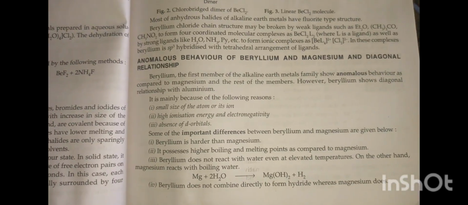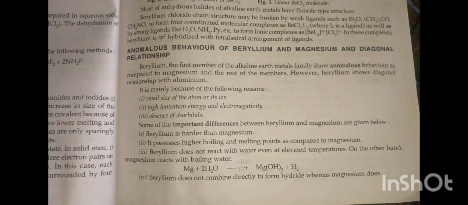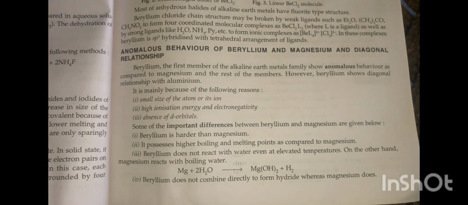Next is the anomalous behavior of beryllium and the diagonal relationship. Beryllium, the first member of the alkaline earth metal family, shows anomalous behavior as compared to magnesium and the rest of the members. However, beryllium shows a diagonal relationship with aluminium. It is mainly because of the following reasons: small size of the atom, high ionization energy and electronegativity, and absence of d orbitals.